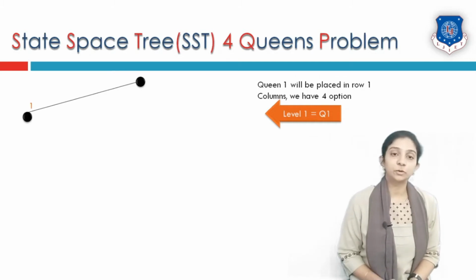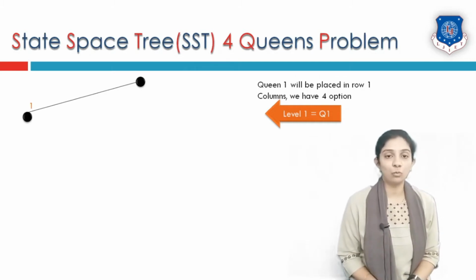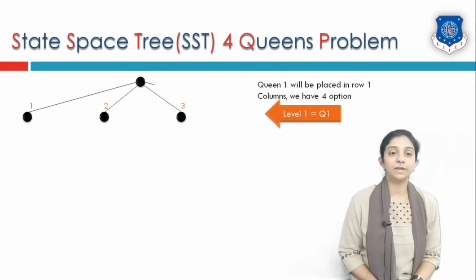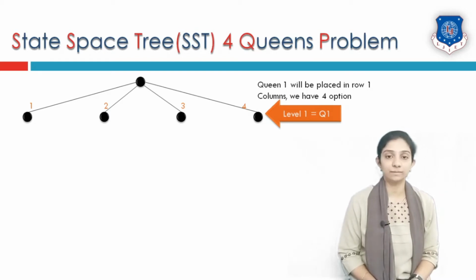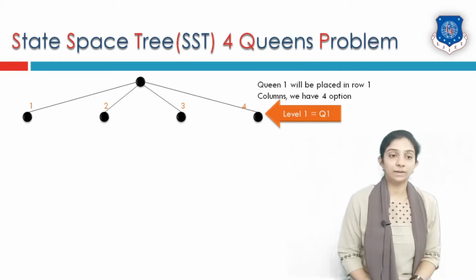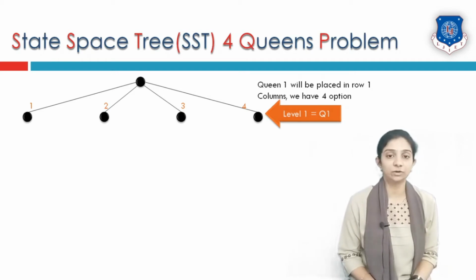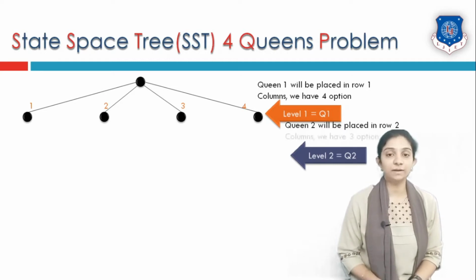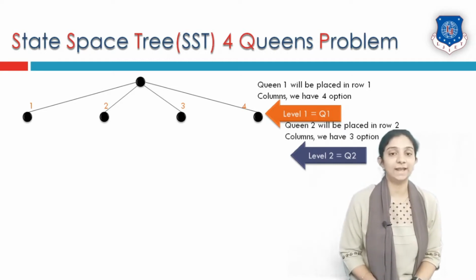First option for queen 1 is to place in row 1 column 1, or we can place in column 2, 3 or 4 of row 1. If queen 1 is placed in column 1, next queen or any other queen cannot be placed in a same column. So for queen number 2, we are generating second level.